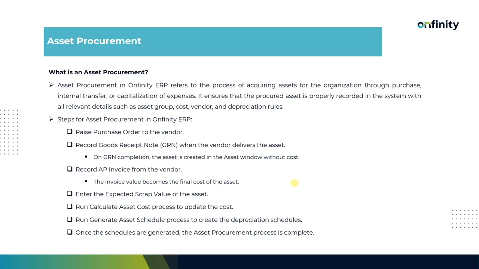Enter the expected scrap value if required. Run the Calculate Asset Cost process to update the cost. Run the Generate Asset Schedule process to create the depreciation schedule. And once the schedules are generated, the asset procurement process is complete. Now you can move into the system and create a purchase order.